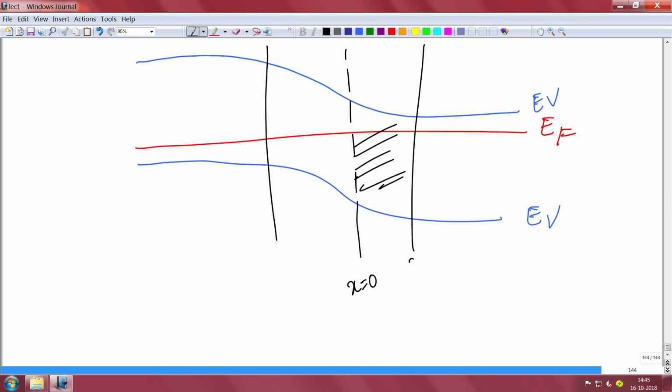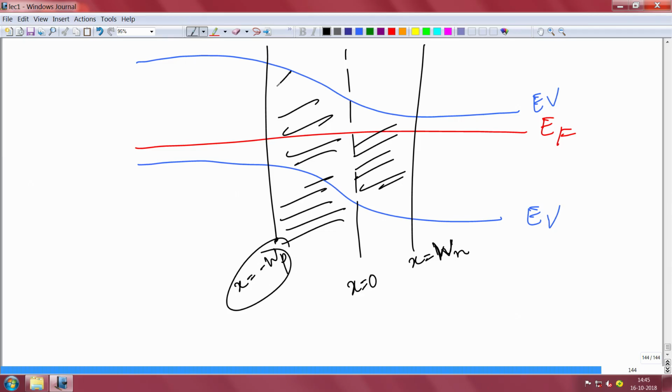I call this distance as x equal to Wn, that is, Wn is the depletion on the n side, and on this side I call this point as x equal to minus Wp. So, depletion on the p side has extended to the other side of x equal to 0. The total depletion is this that has formed, and total depletion is of course equal to Wn plus Wp, both are positive quantities that I am taking.